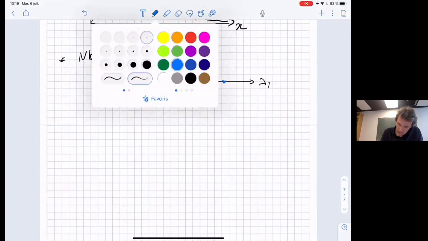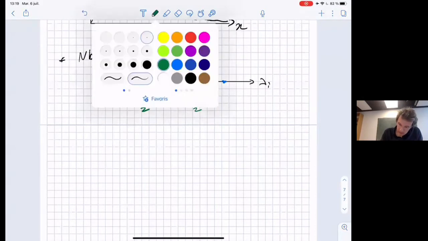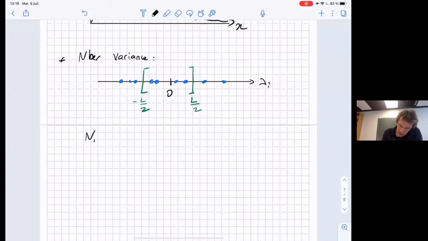Suppose that you have the origin here, zero. What you ask about is the statistics of the number of eigenvalues in a given fixed interval. Just to fix the idea, let's define it as from minus L/2 to L/2. The object of interest, which is basically counting statistics, is just the number of eigenvalues in this interval.